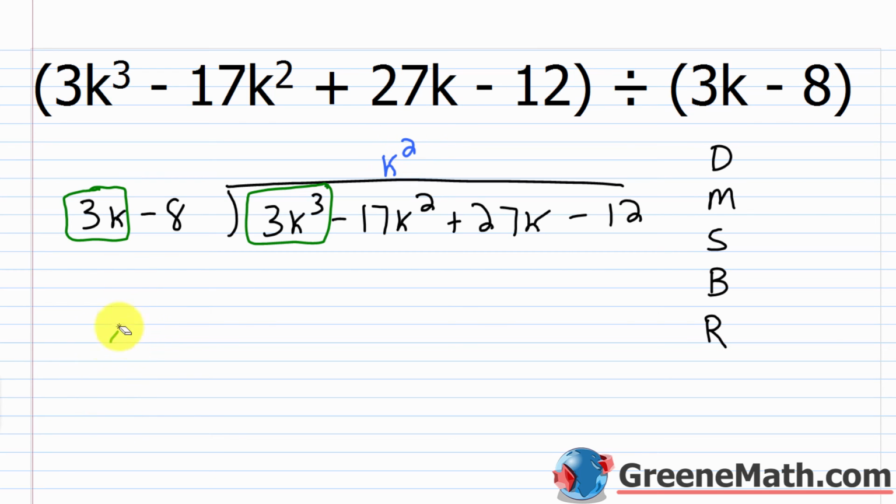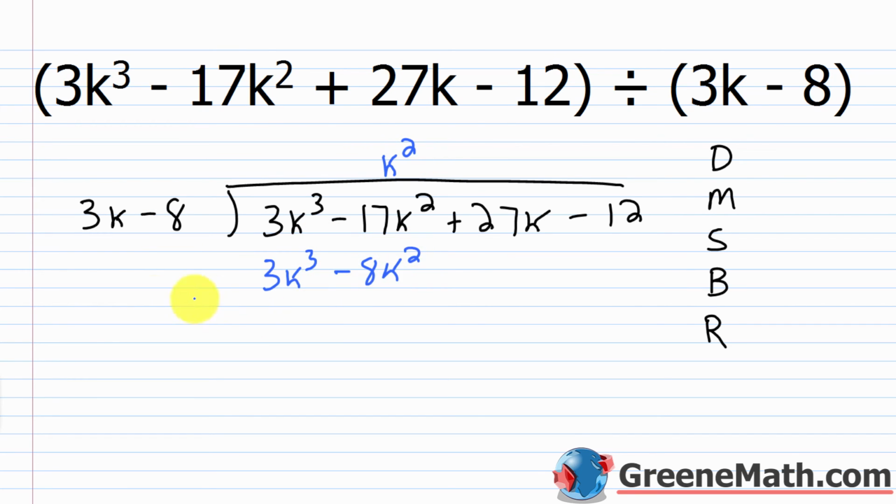Then I'm going to multiply. So k squared times 3k is 3k cubed. K squared times negative 8 is minus 8k squared. I'm subtracting this line away, so this becomes minus, this becomes plus. 3k cubed minus 3k cubed is 0. Negative 17k squared plus 8k squared is negative 9k squared. Then I bring down the 27k, and I'm going to repeat.